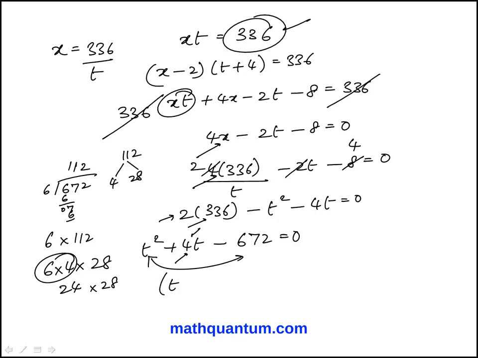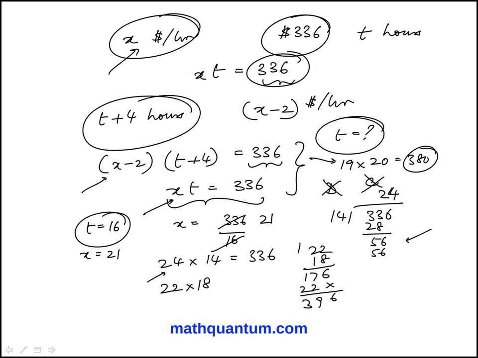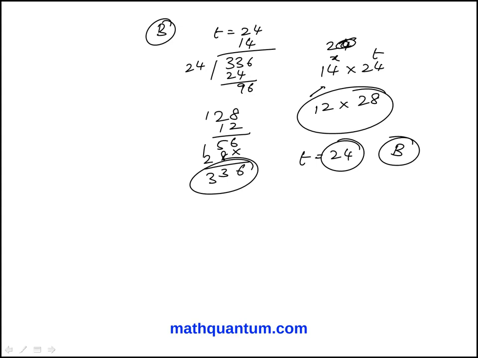So it would be T minus 24, T plus 28 equal to 0. This is the only one that gives us a positive root, T equal to 24, and we get this answer. So yeah, I mean, this was also pretty involved, and I think in this problem the approach we took of using the answer choices was faster. So to recap, the answer is T is equal to 24, choice B.